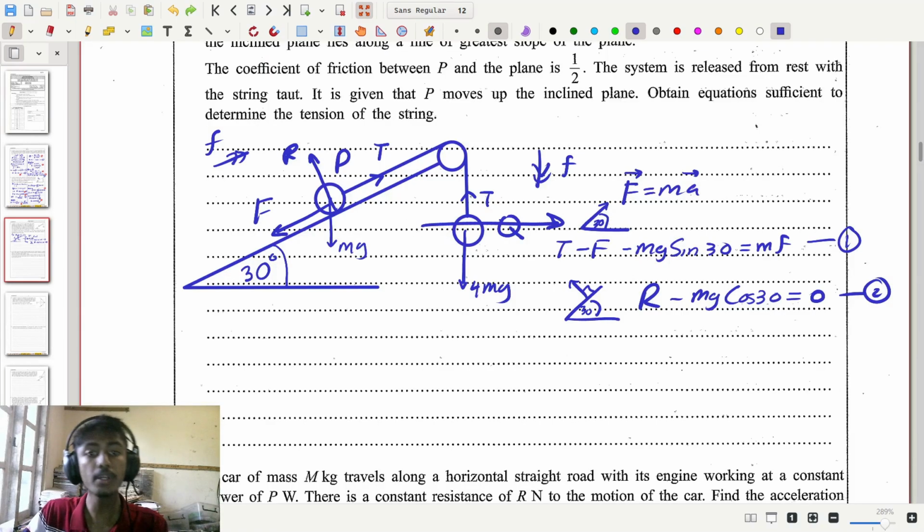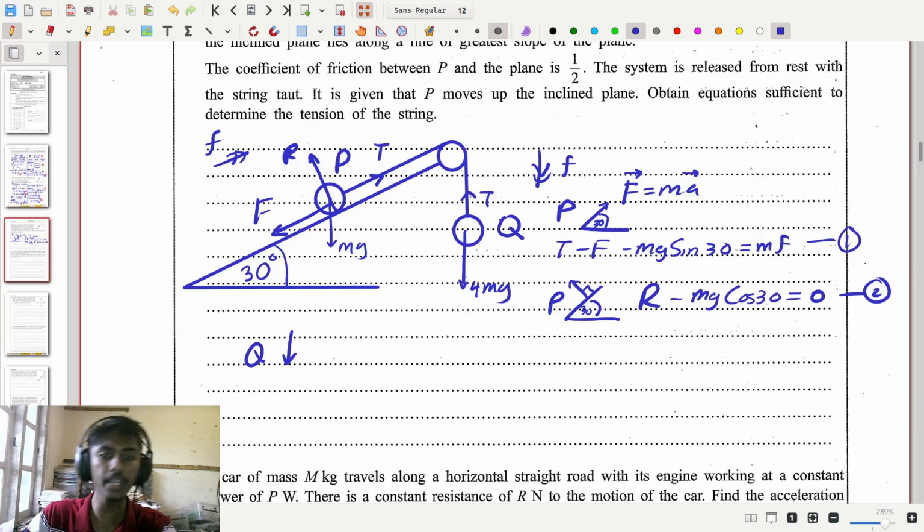Due to that, we can just take the vertical direction only, and that should be sufficient. So considering the particle P here, we have considered P in this direction up the slope and P in the direction perpendicular to the slope, and now we're going to consider particle Q in the downward direction.